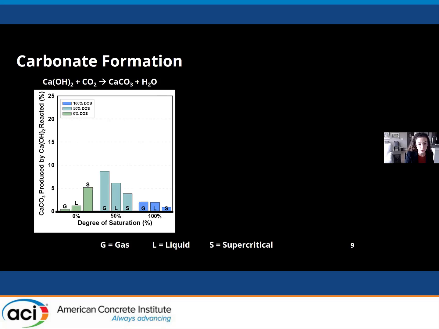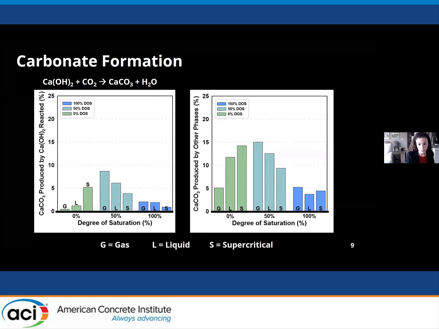So what I'm showing here on this plot is basically if I use the thermogravimetric analysis results combined with stoichiometry, I'm able to determine the amount of calcium carbonate produced from the calcium hydroxide that reacted. And so that's what I'm showing here in this plot. And here on the right, what I'm showing is that, so this is the remaining calcium carbonate that formed in the various samples that were tested.